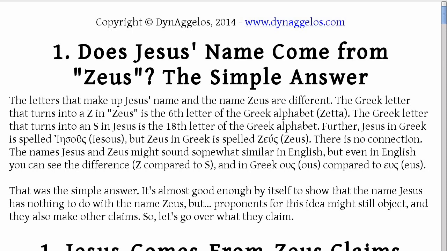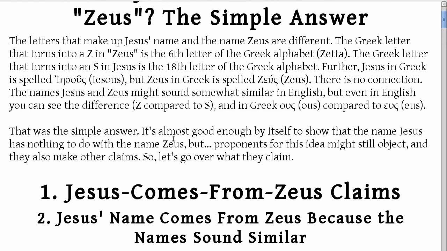The names Jesus and Zeus might sound somewhat similar in English, but even in English, you can see the difference: Z compared to S. And in Greek, omicron upsilon sigma, or -ous, compared to epsilon upsilon sigma, or -eus. So that is talking about the end of the word here. EUS, which transliterates from Greek into English, the end of the word would be EUS, as shown here and here, compared to OUS, the transliteration from the Greek word into English characters. The word ends in OUS, the last three letters of the word, I should say. Completely different. OUS, not the same as EUS. That was the simple answer. It's almost good enough by itself to show that the name Jesus has nothing to do with the name Zeus.